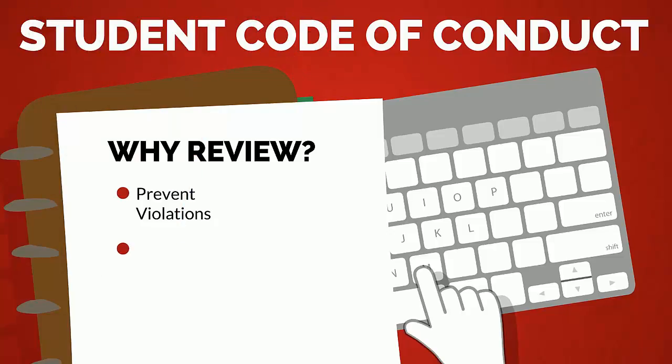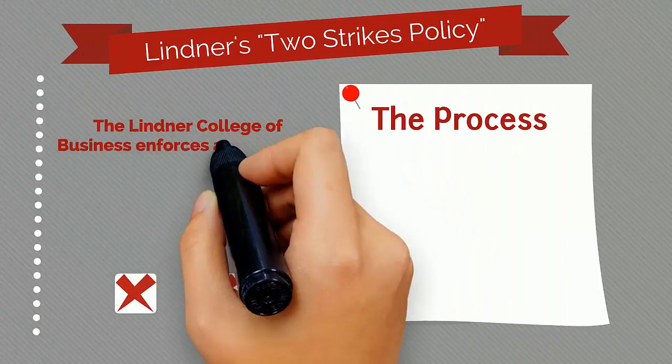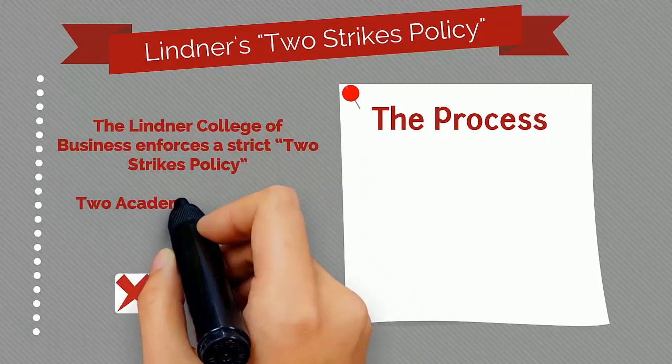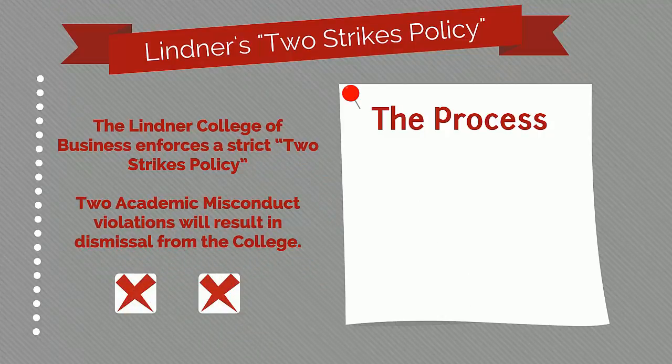Failure to follow the academic integrity rules posted in the Student Code of Conduct can result in dismissal from the college. The Linder College of Business enforces a strict two strikes policy. Two academic violations will result in dismissal from the college.